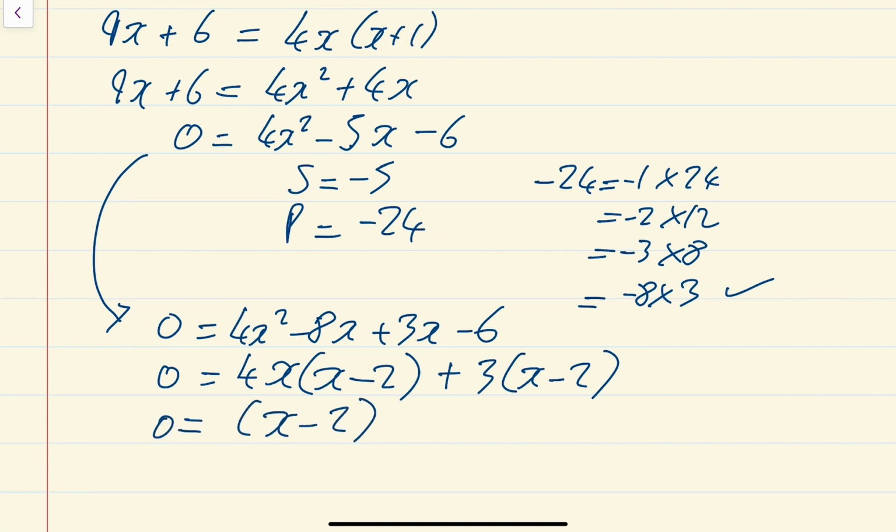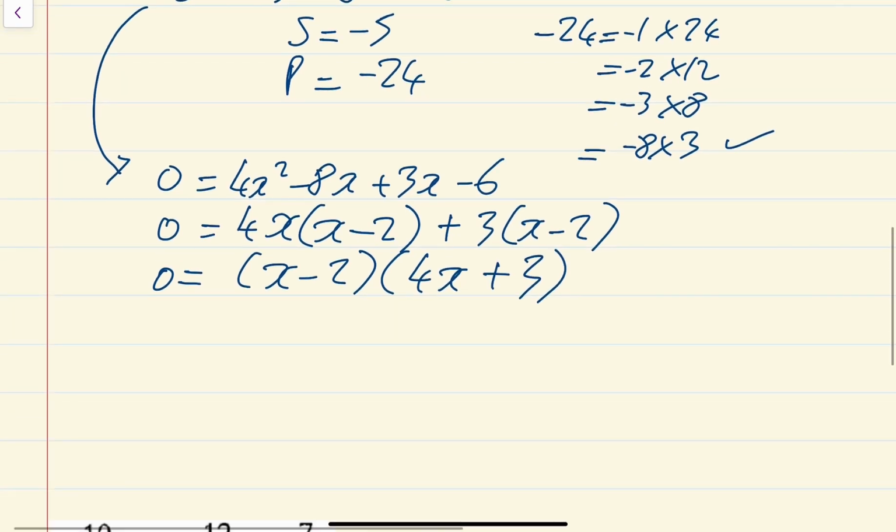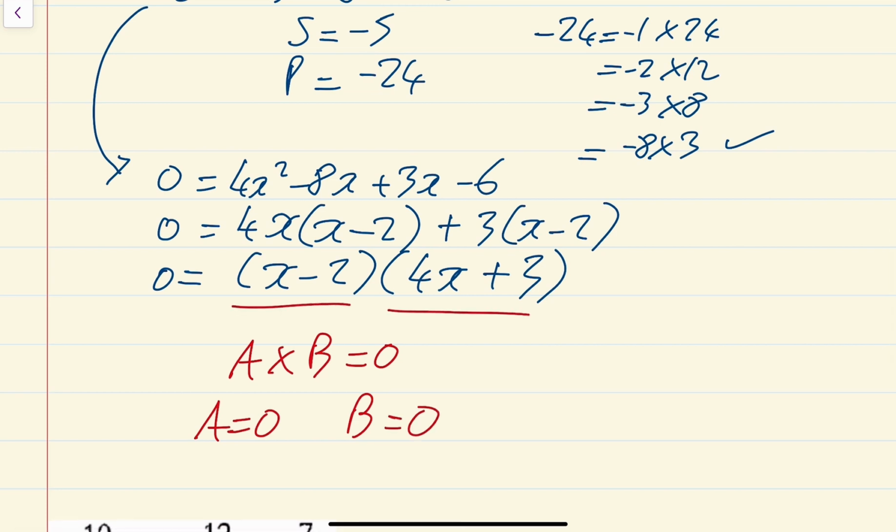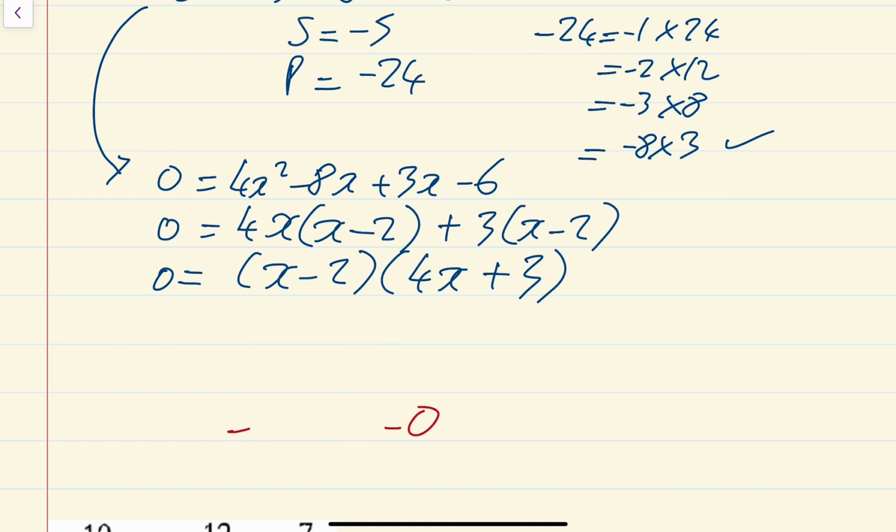Write down your common bracket. And then what's it multiplying by? 4x plus 3. And then you're in this lovely stage of mathematics where you've got a times b equals 0, which means a is equal to 0 or b is equal to 0. I put this bracket equal to 0 and put this bracket equal to 0. So that's what we're going to do.